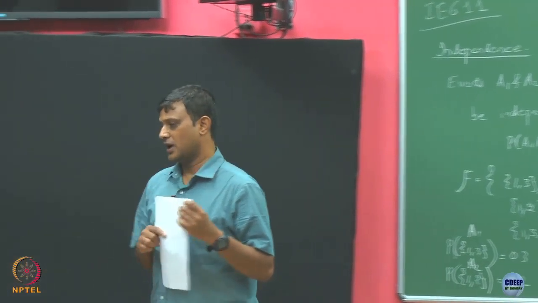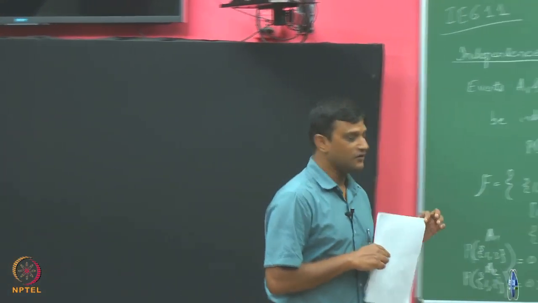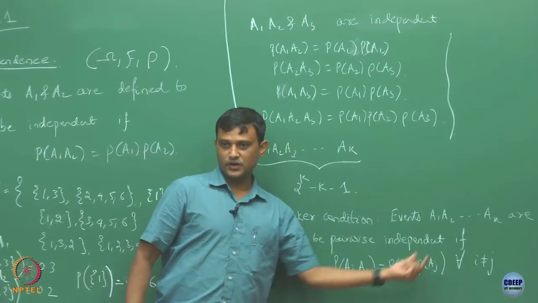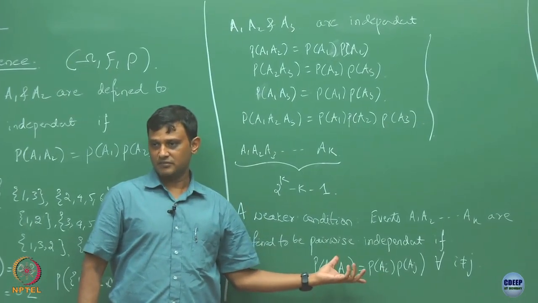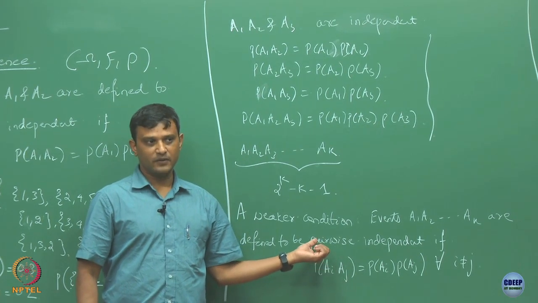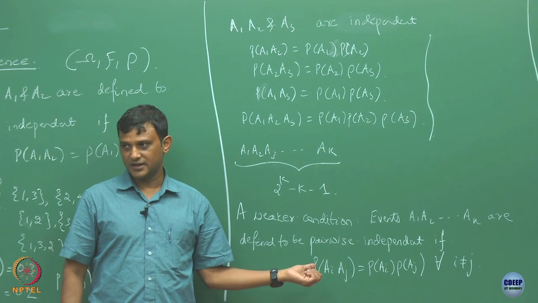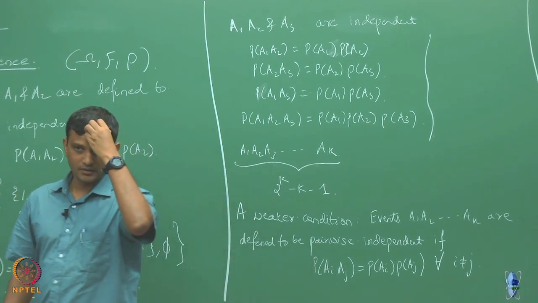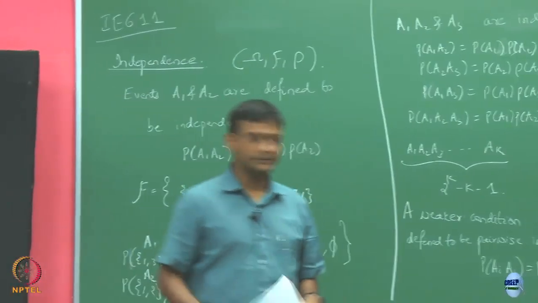So when I want to check only for the pairwise independence of these k events, we are only going to take 2 at a time and check whether they are independent. So to check pairwise independence, how many conditions do you need to check? k choose 2.